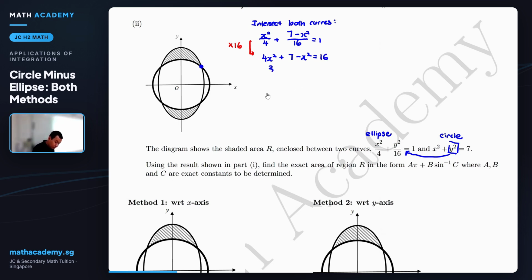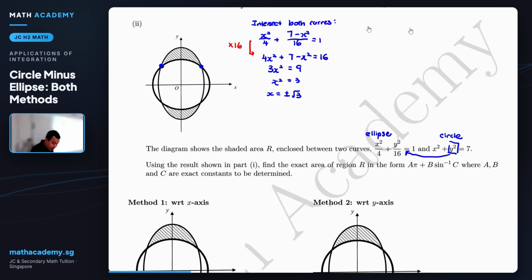Okay, so let's shift. So 3x squared equals 9. x squared equals 3. So my x is plus or minus square root 3. Okay, so why is there an x with plus and minus? It's because you have got two values. This is negative root 3. This is positive root 3.